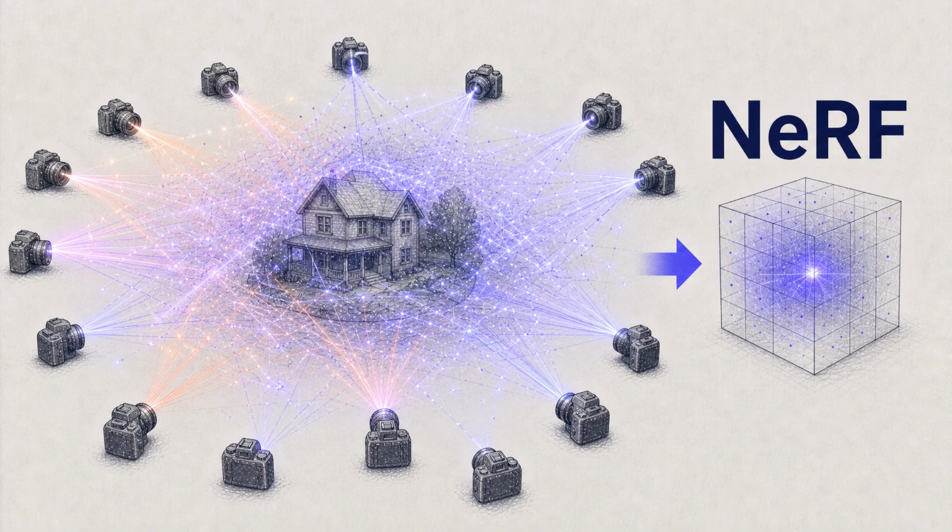Now multiply that idea by millions of pixels across many photos. Each pixel becomes a tiny clue about what exists along one path through space. NeRF training is the process of making one consistent 3D explanation that agrees with all those clues at once.